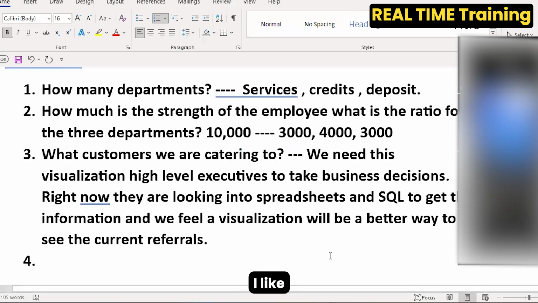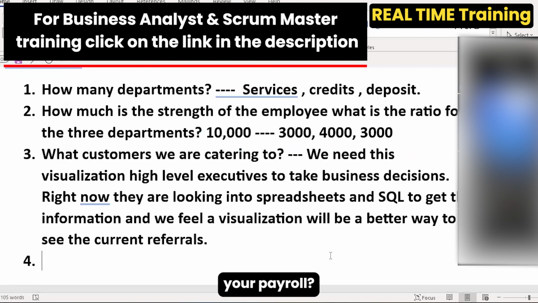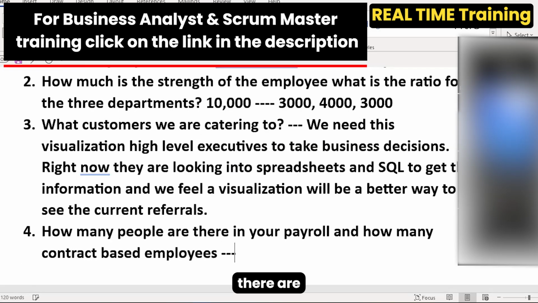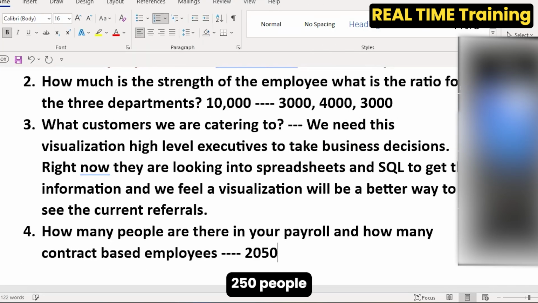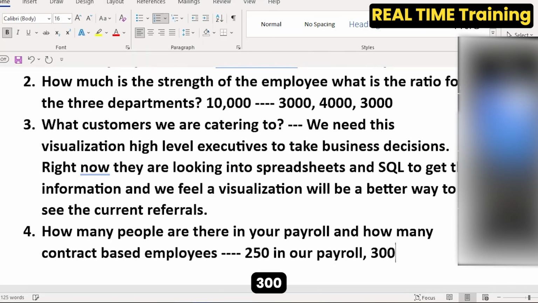Just ask it to me in such a way like you will ask it to a high-level stakeholder in real time. So like, how many people are there in your payroll, and what is the contract? How many are the contract-based employees? So there are around, say, 250 people in our payroll and another 300 contractors.